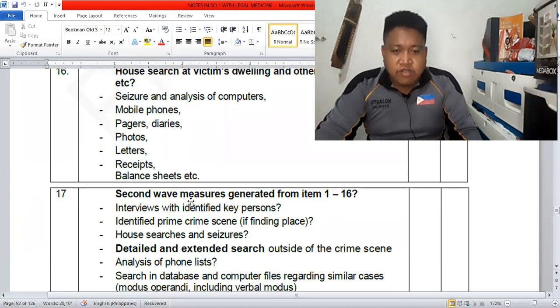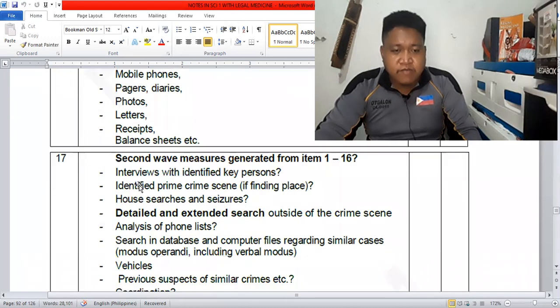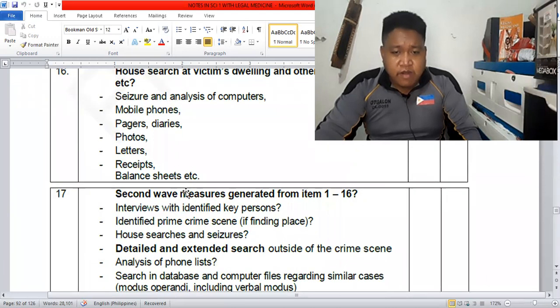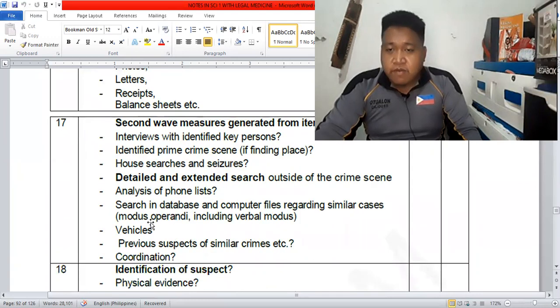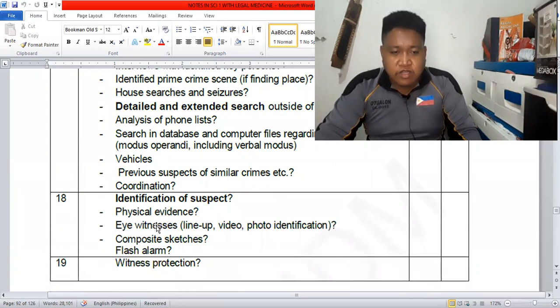17, second wave measures generated, no? From 1 to 16. Yan, checklist 1 to 16. Interviews with identified key person, identify prime crime scene, no? House searches and seizure, detailed and extended search outside the crime scene, analysis of phone list, search in database and computer files regarding modus operandi. What is modus operandi again? The other term for that is methods of operation. Vehicles, previous suspects of similar crimes and coordination.